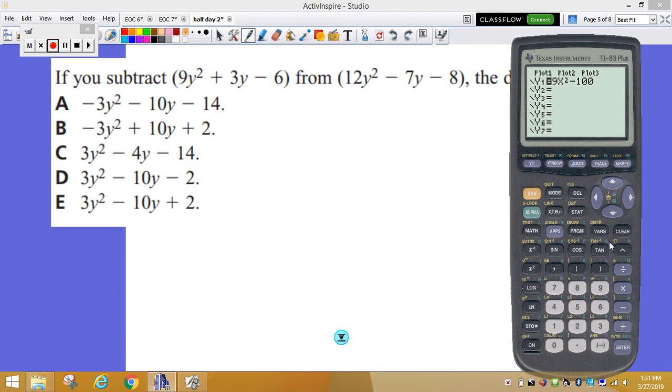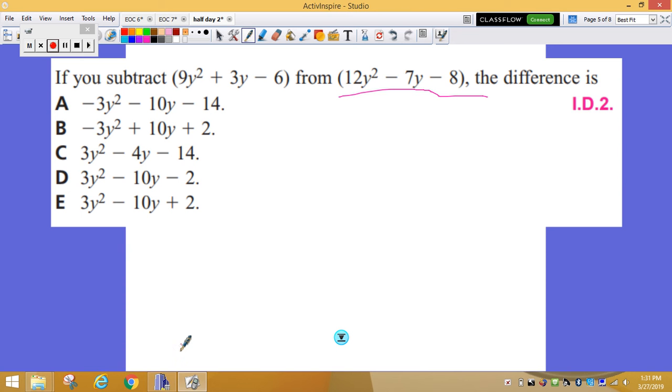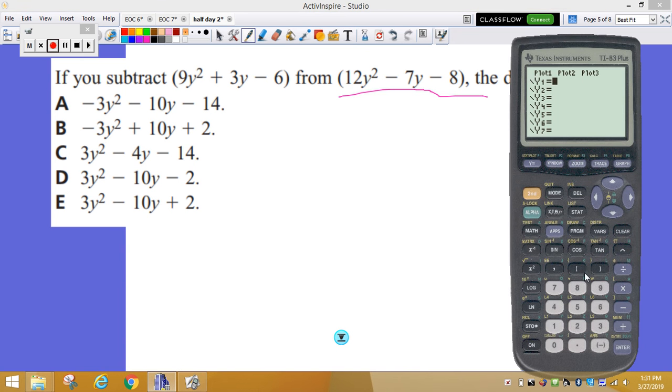Okay, so here is what's important. If you see subtract from, that means we're actually going to put the second one in first when we're typing it in. So I go to y equals, I type in 12, remember we got to use x's, 12x squared minus 7x minus 8. And then subtracting, I'm going to put a minus. I'm going to put my first one, 9x squared plus 3x minus 6.